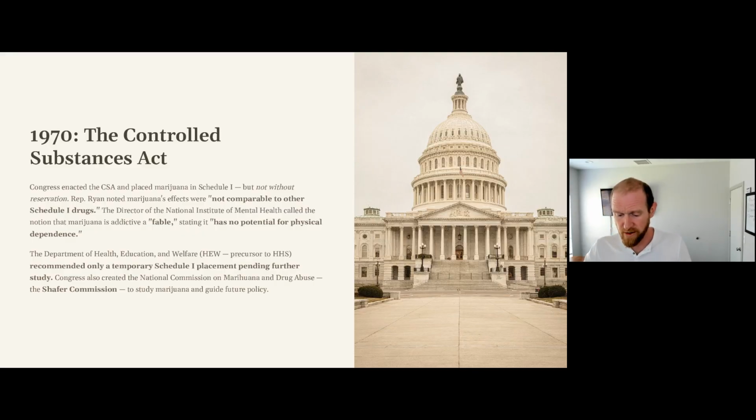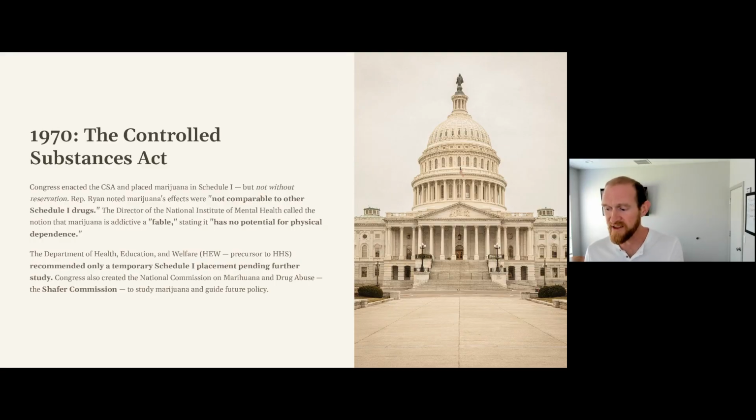So Congress created 5 schedules and initially placed marijuana in Schedule I, but not without reservation. It recounts that Congress acknowledged divided views. Opinions diverge widely. Representative Ryan said marijuana's effects were not comparable to other Schedule I drugs. The director of the National Institute of Mental Health stated that it has no potential for physical dependence.